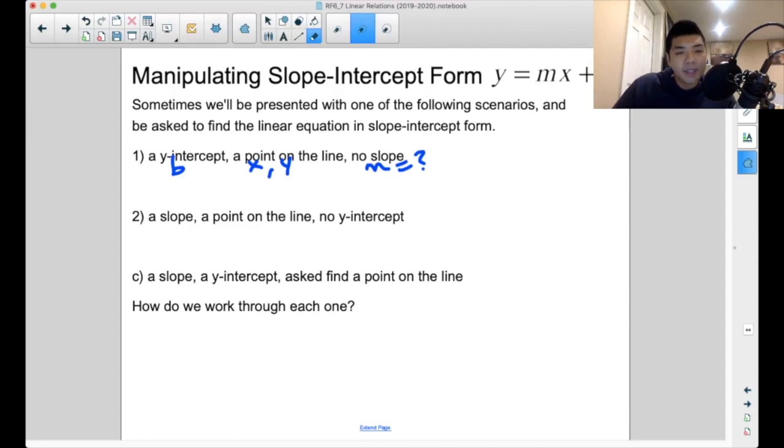Okay. The second scenario is if we're given the slope. So we do know what m is in this case. We're given a point on the line, so we know x, y, but we don't know what b is equal to. And then last but not least, we might be given a slope, a y-intercept, and asked to find a point on the line. So if we're given the slope, that means we're given m, we're given a y-intercept b, and we want to find out what another point on the line could possibly be. So there's a couple different scenarios we're going to work through here.